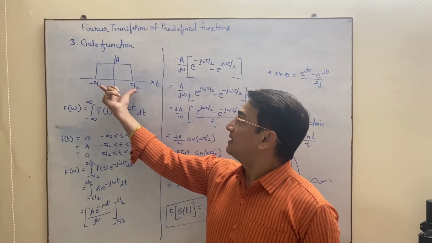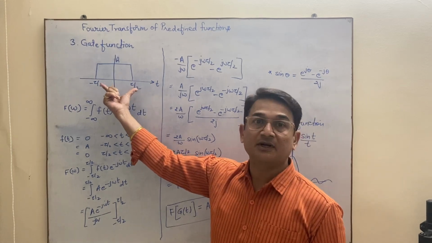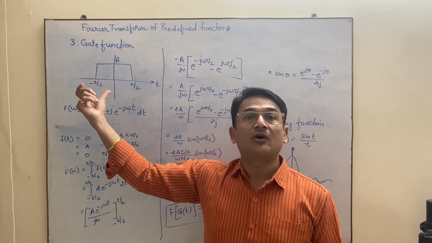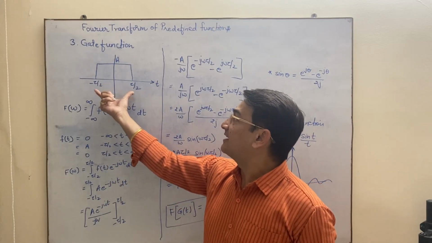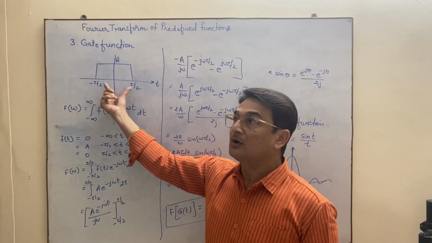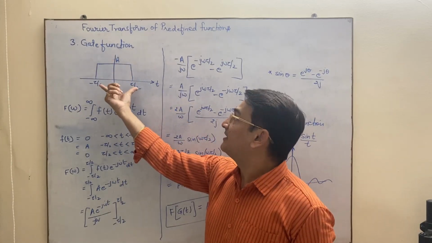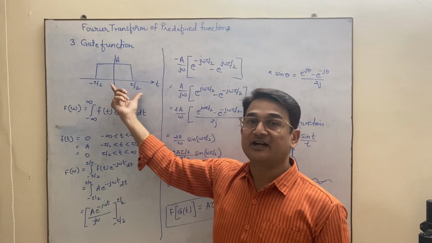This is the diagram, or you can say pictorial representation of gate function. Gate function is nothing but a rectangular pulse of a specified width and height. As you can see in this diagram, the width of this pulse is tau and height of this pulse is a. So this is a predefined function, gate function. Now we will calculate the Fourier transform of this gate function.